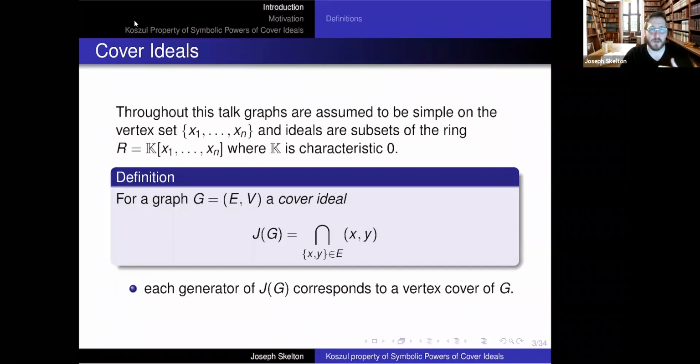This is a square-free monomial ideal. And each generator actually corresponds to a minimal vertex cover. So these, much like edge ideals, exist in one-to-one correspondence with graphs, so you can actually characterize them off of the graph, which is a very nice and useful property.